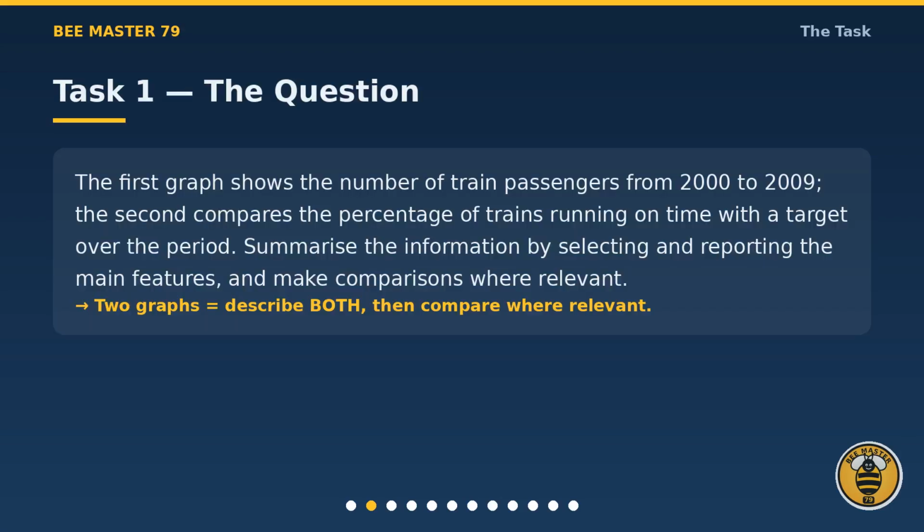Here is the task. The first graph shows the number of train passengers from 2000 to 2009. The second compares the percentage of trains running on time with a target. We must summarize the main features and make comparisons where relevant.